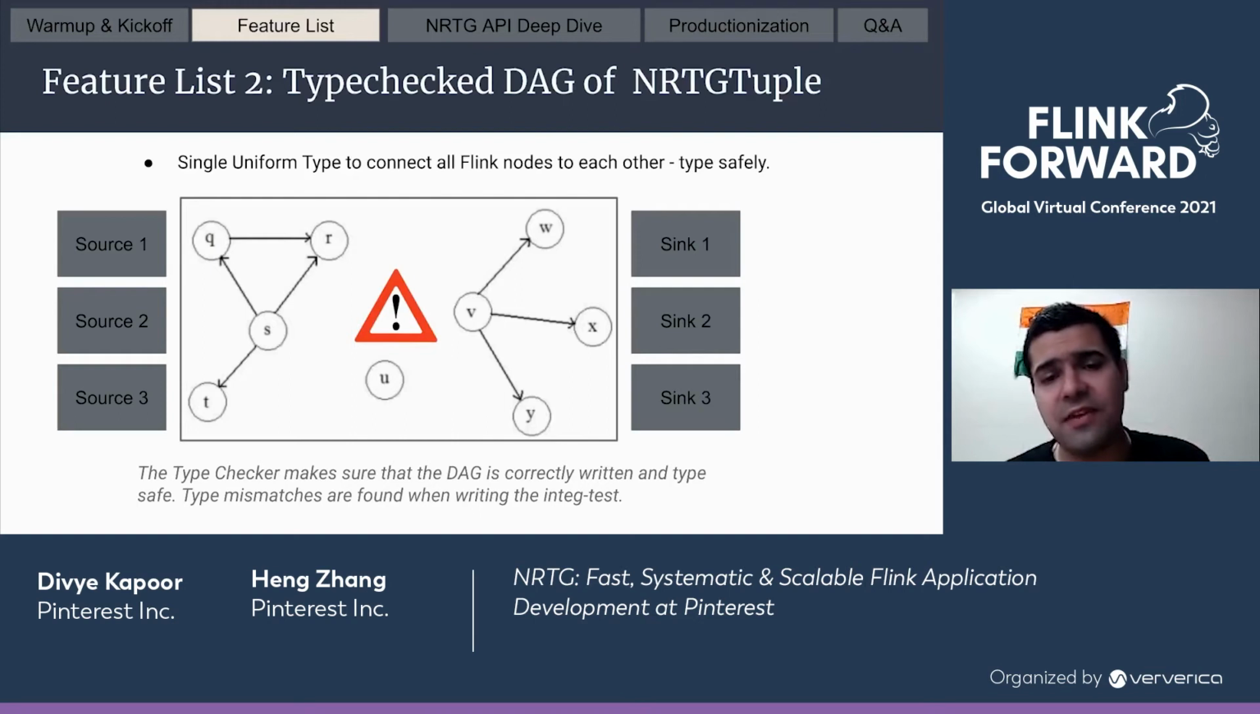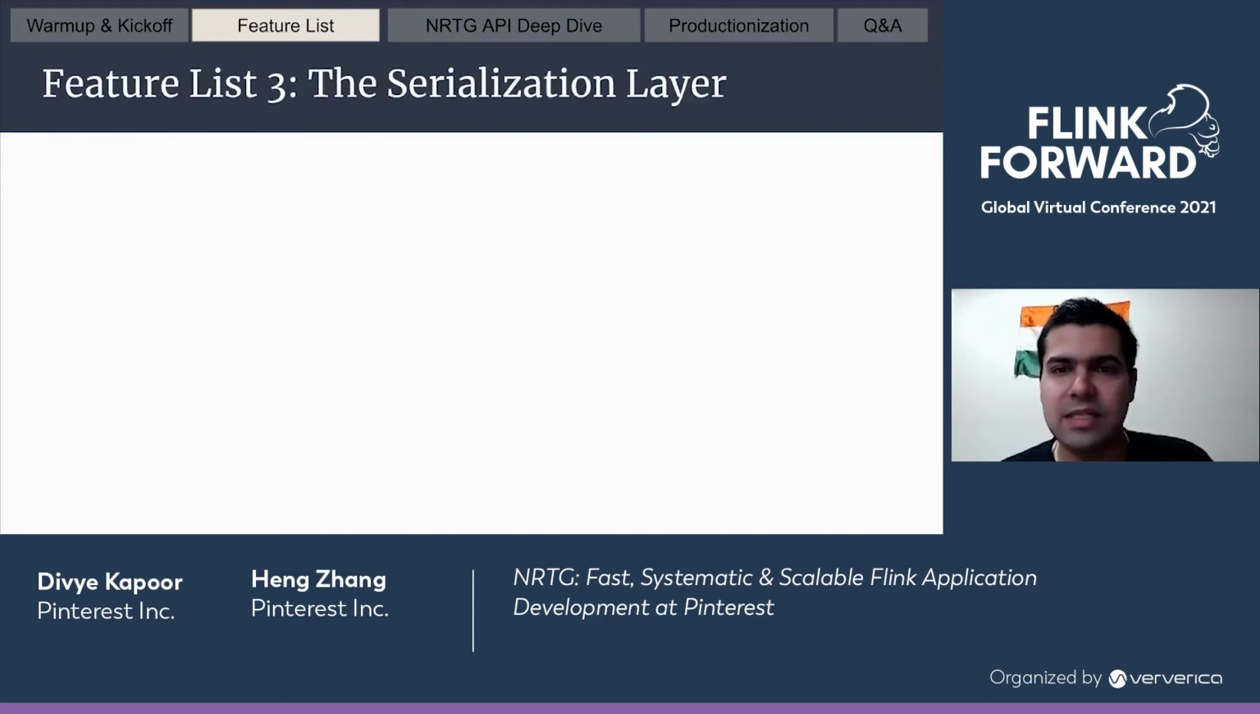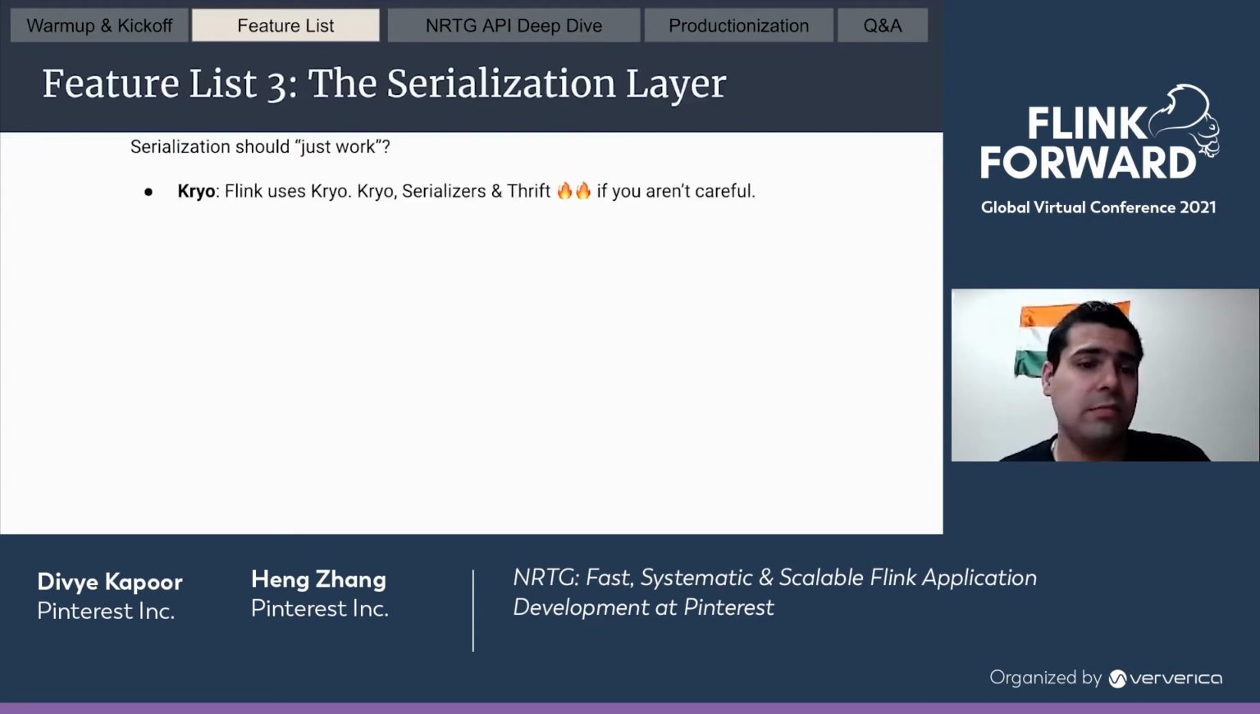We have a fully type-safe DAG, so we check that you're not writing DAGs that are incomplete or that are not syncing into anything. The type checker makes sure that all of the types match across the different nodes. And the serialization layer should just work, but it doesn't.